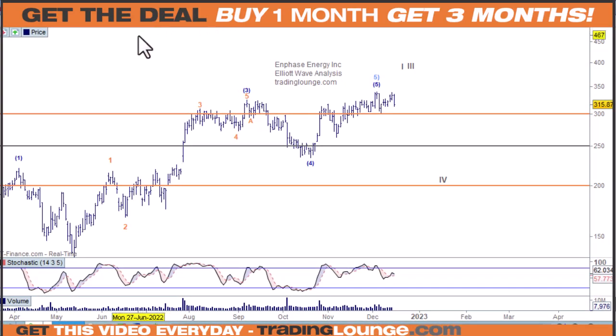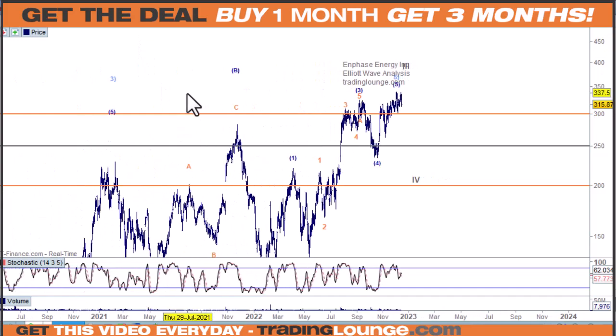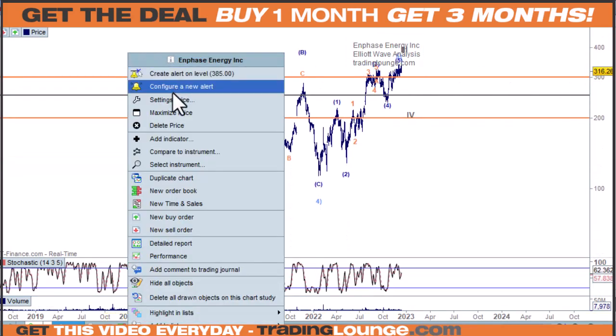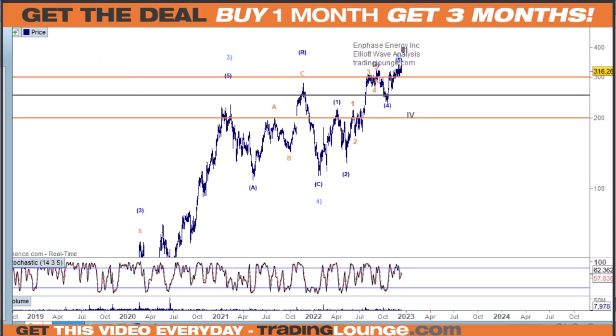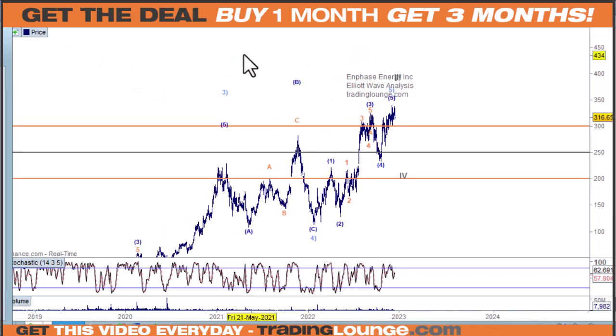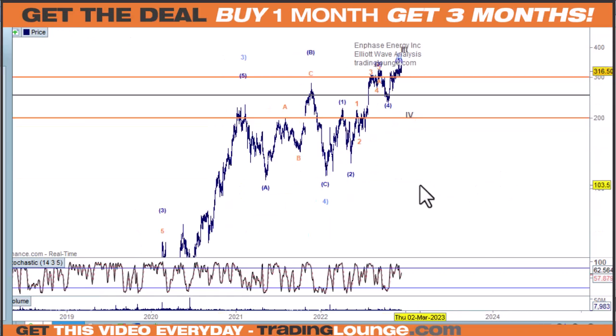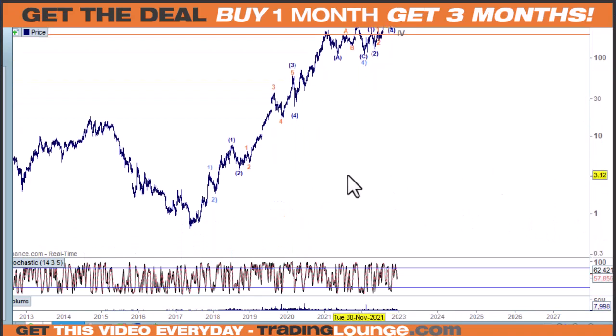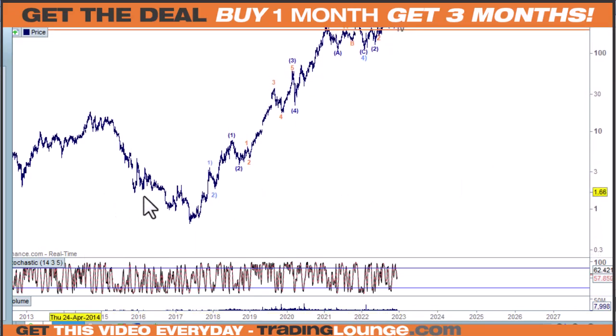I need to go back and have a look at something here. I need to explain something here, and I still need to do more work on this. So this is all the data I've got.